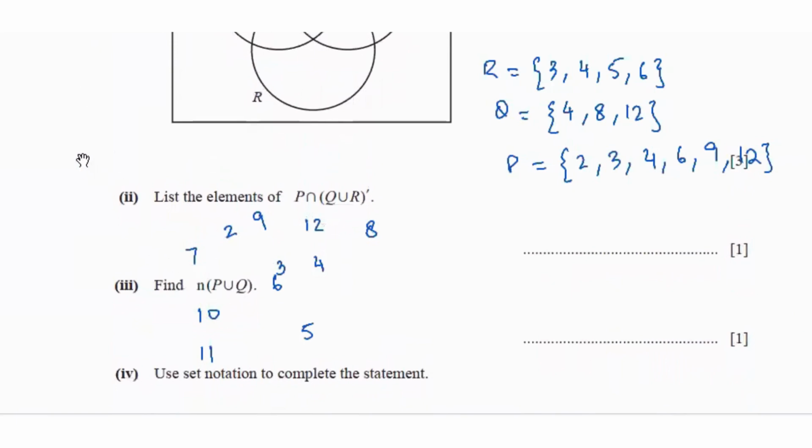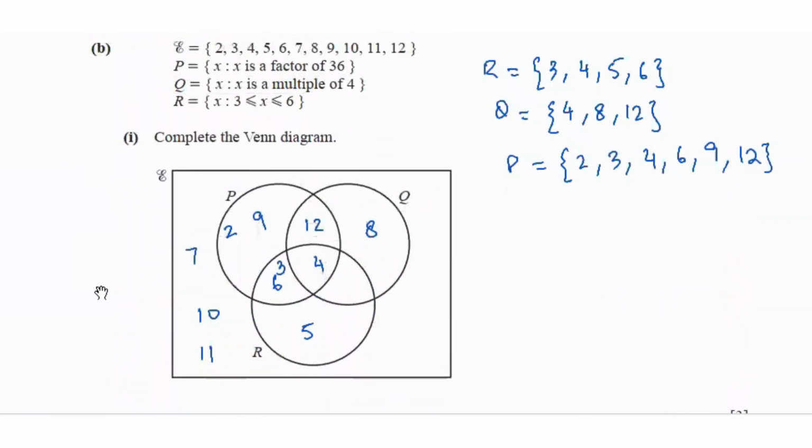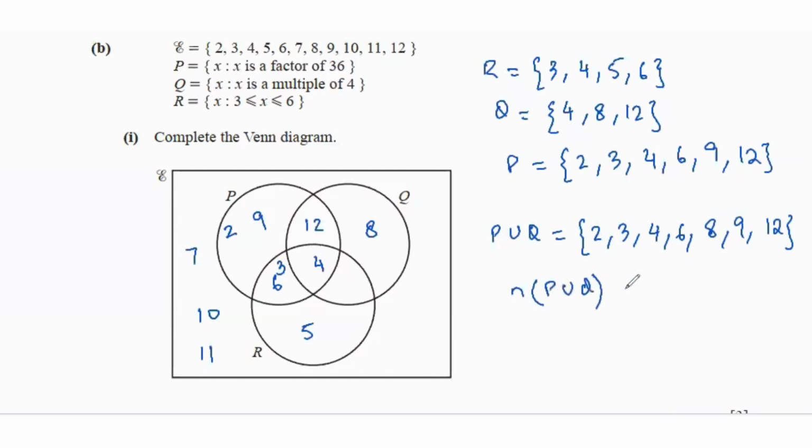Find the number of P union Q. So for P union Q, we have 2, 3, 4, 6, 8, 9, and 12. These are the elements. So there are 1, 2, 3, 4, 5, 6, 7 elements. So n of P union Q is going to be 7. Make sure that if you have numbers repeating in both the sets, you just write them once. You don't write them twice because they're the common elements. So we don't need to write them repeatedly.